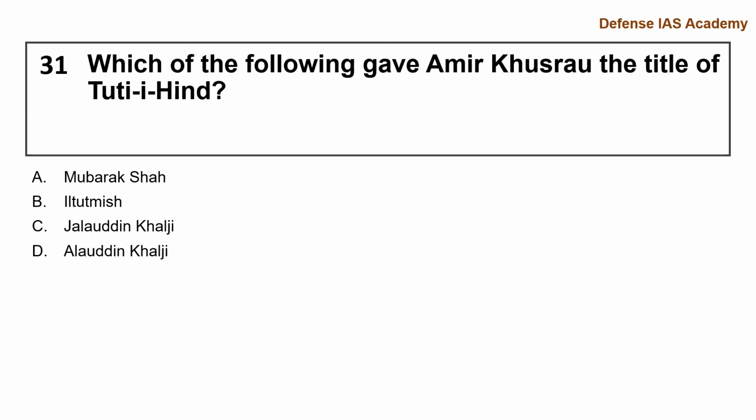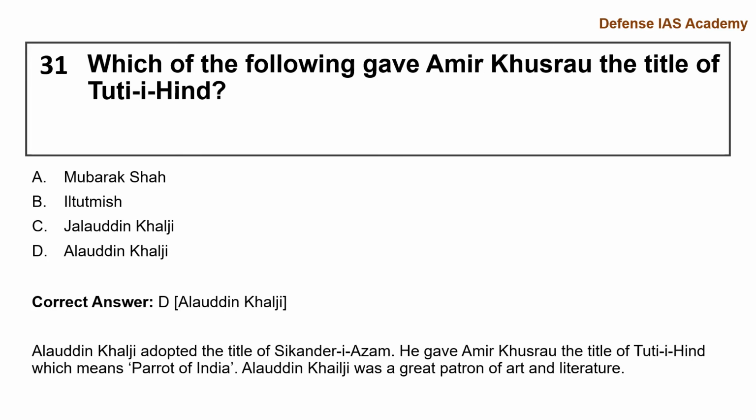Question number 31. Which of the following gave Amir Khusrau the title of Tuti-i-Hind? The correct answer is option D, Alauddin Khalji. Alauddin Khalji adopted the title of Sikandar-i-Azam. He gave Amir Khusrau the title of Tuti-i-Hind, which means Parrot of India. Alauddin Khalji was a great patron of art and literature.